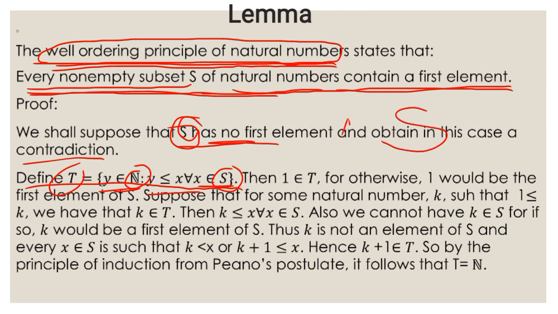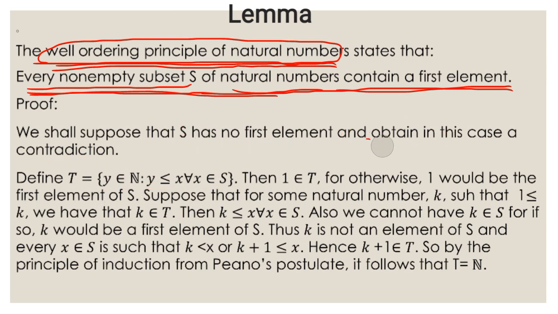So we don't want 1 in the set S because we said it doesn't have the first element. That is what we're doing. We're proving by contradiction, so we define the set this way. We define it in such a way that this set T collects everything that shouldn't be in S. It shouldn't have a first element. That's our target. So let's see what happens.